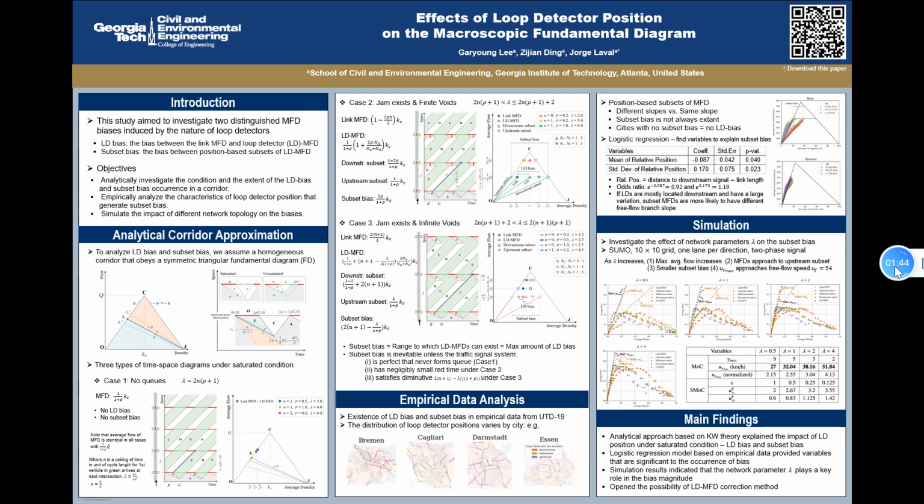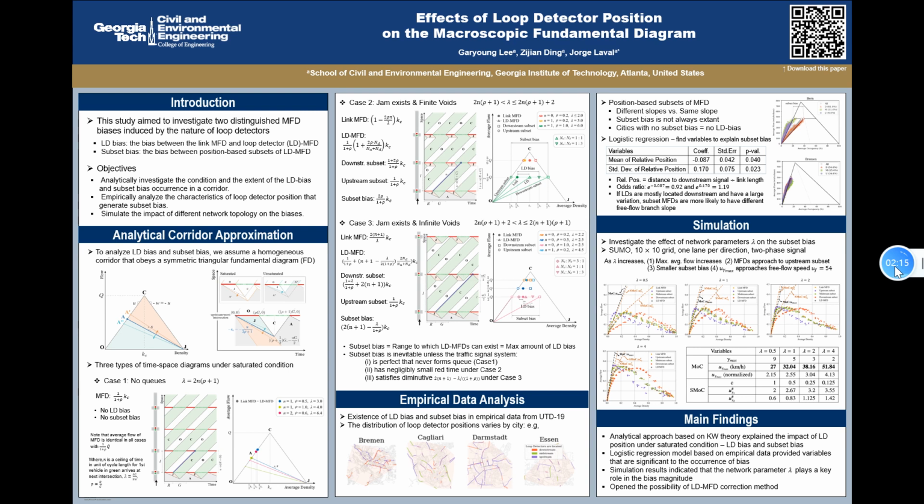For the empirical data analysis part, firstly, we use the UT19 dataset to show the existence of LD bias and subset bias in the empirical data. After that, we use the logistic regression to find variables that help explain the subset bias. From the regression outcome, we find that the mean value and the standard deviation value of relative position, these two variables are related to the subset bias.